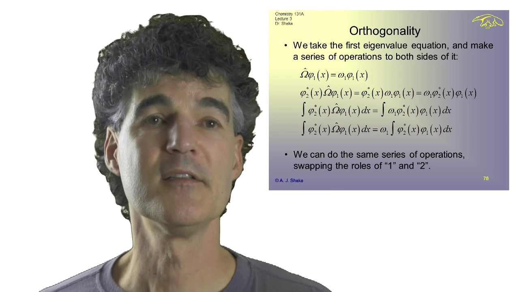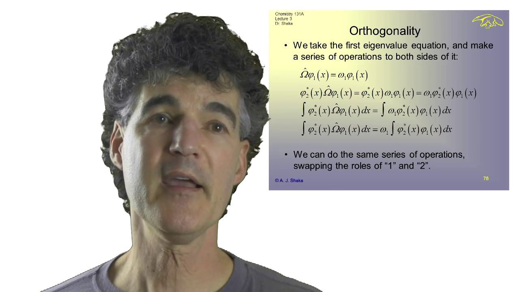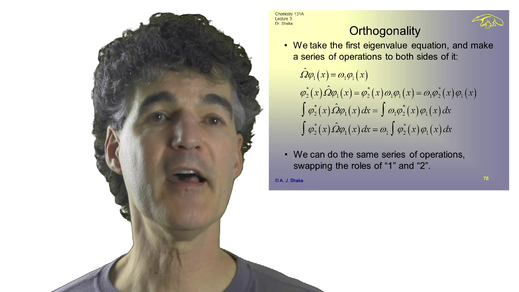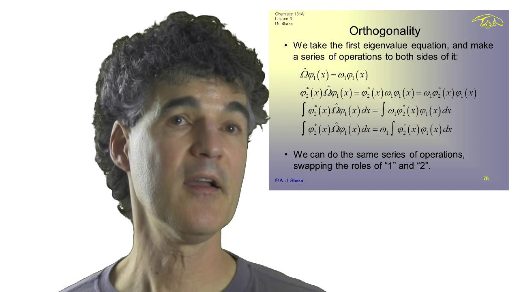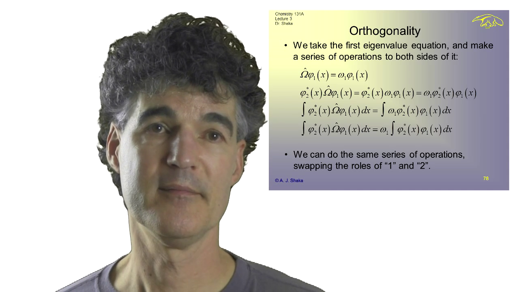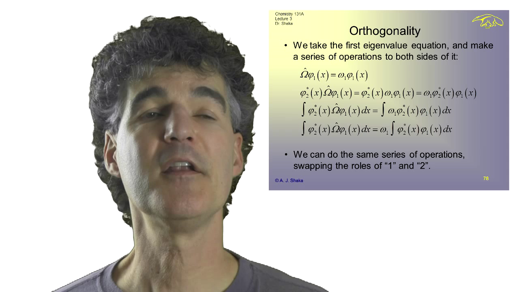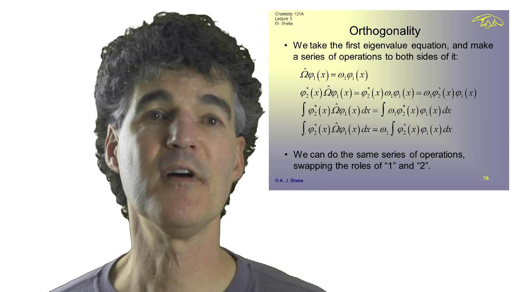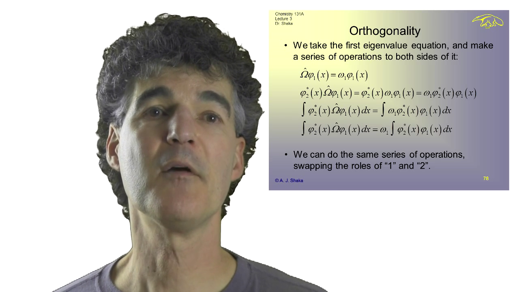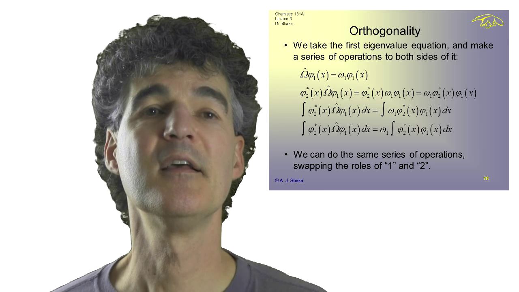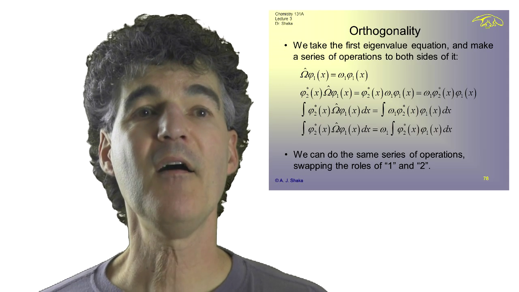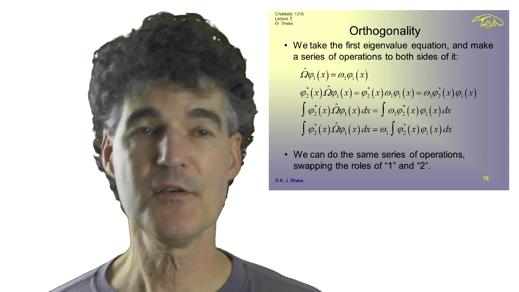oftentimes get it wrong. So let's take this equation, omega phi 1 equals omega 1 phi 1, and let's first multiply on the left. We have to make sure we multiply on the same side when we do this, by phi 2 star. Okay, so now we've got phi 2 star omega phi 1 is equal to phi 2 star little omega 1 phi 1. And then since omega 1's a constant, I can pull it out and say that's little omega 1 phi 2 star phi 1.